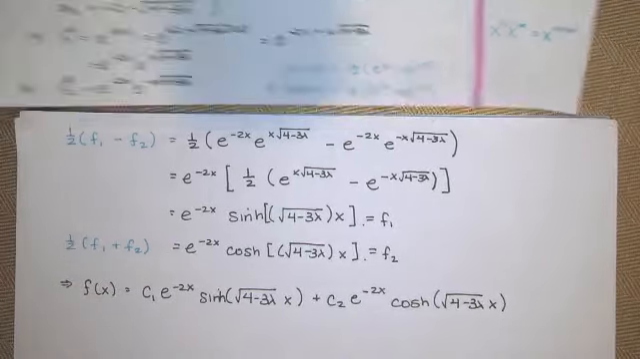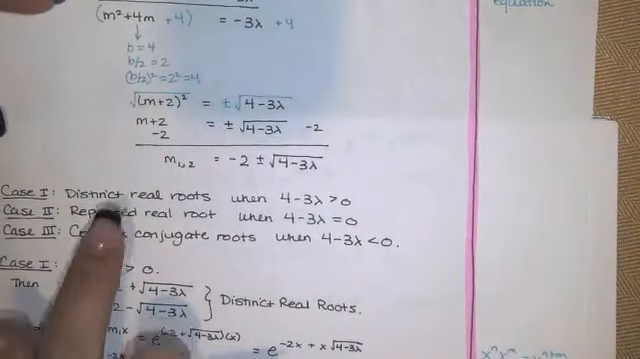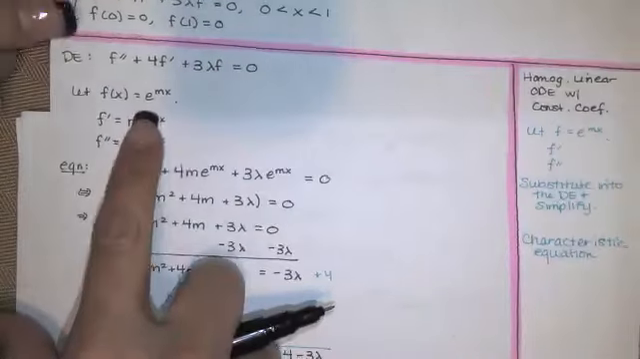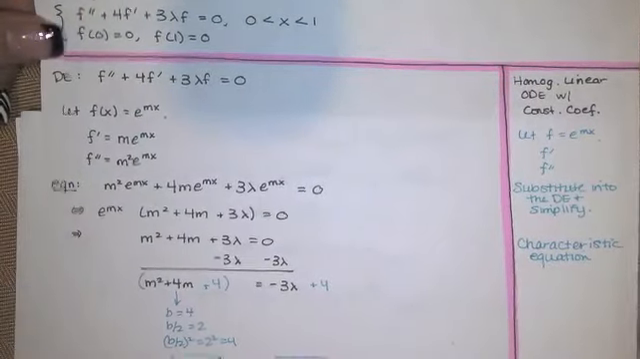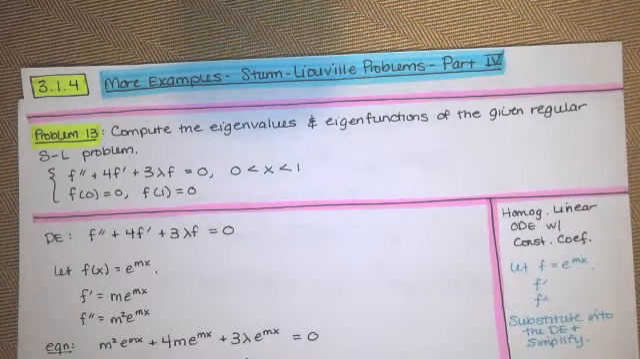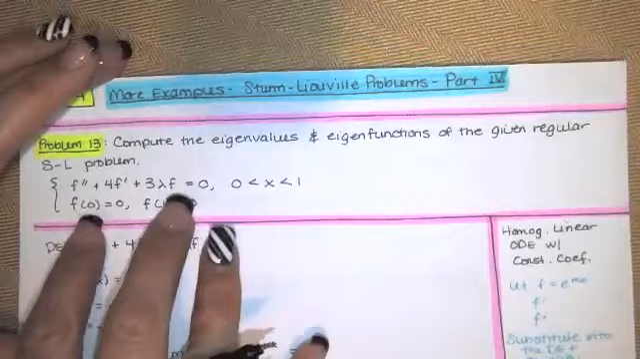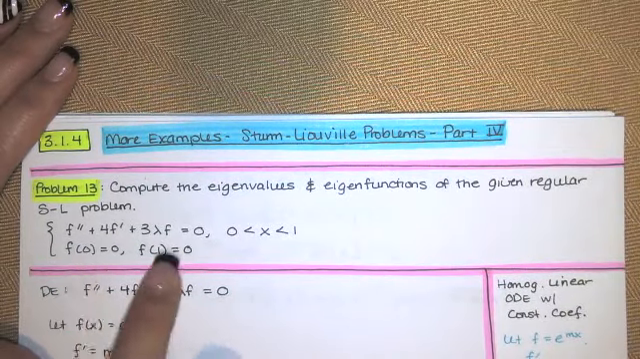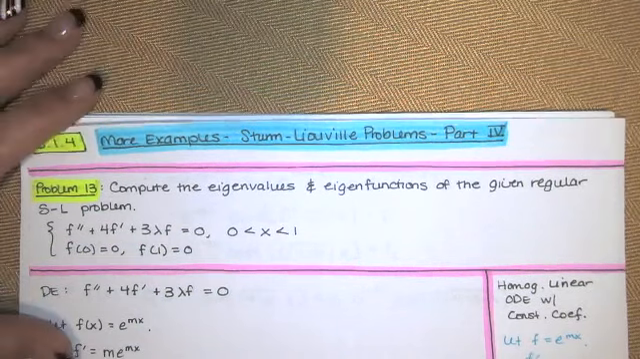Okay, now that is case 1 for distinct real roots. And all we've done so far is solve the differential equation in the case where that expression under the radical is positive. Okay, but we don't want to just solve the differential equation. We want to solve the boundary value problem. So we want to find the values of our constants C1 and C2 so that f of 0 is equal to 0 and f of 1 is equal to 0. So we'll do that now.